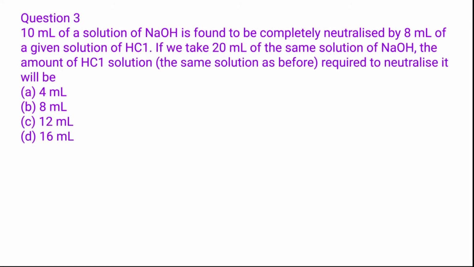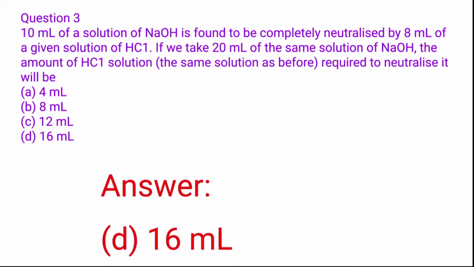10 ml of solution of NaOH is found to be completely neutralized by 8 ml of a given solution of HCl. If we take 20 ml of the same solution of NaOH, the amount of HCl solution, that is the same solution as before, required to neutralize it will be how much? 4 ml, 8 ml, 12 ml or 16 ml. And the answer is 16 ml. Let us move on to the next question.